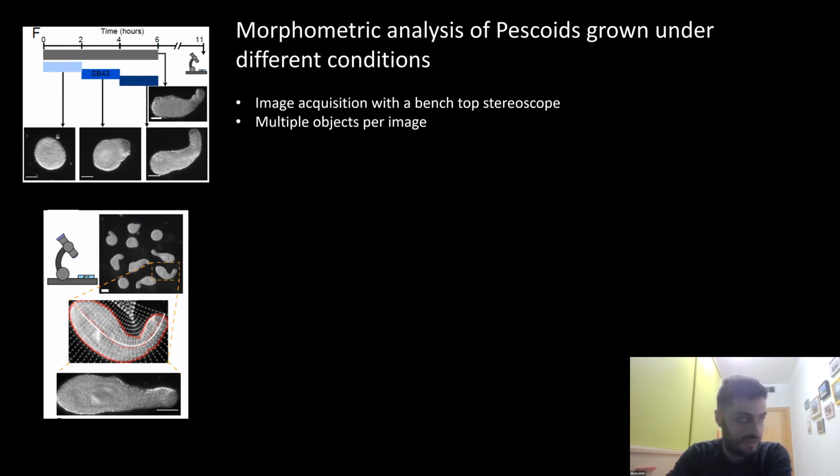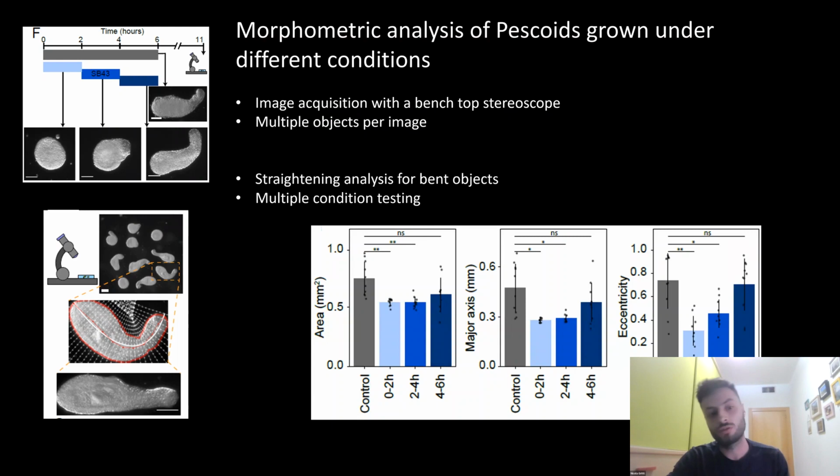This experimental design led to images that contain multiple objects per image, which can be fed into MOrgAna, and every single object can be segmented out and treated as a separate object. The importance of this slide is that with MOrgAna it's possible, because pescoids grow typically in a band structure, so it is essentially important to compute the computational straightening of the objects inside the image. And this allows us to not only look at area and major axis, but also look accurately at measures such as eccentricity.